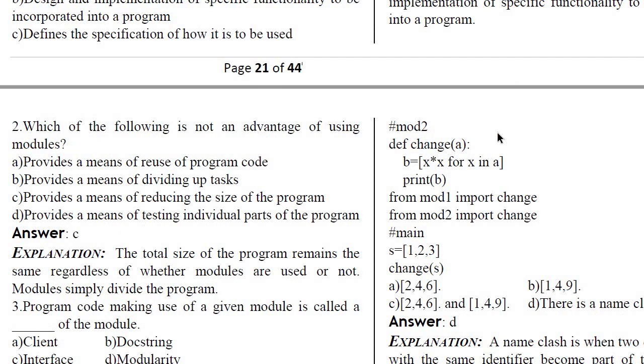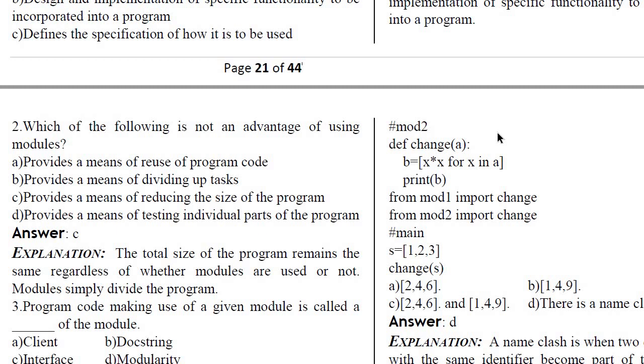Then in mod 2, the second module, we define change, where x is raised to the power x, and in mod 1 we find x raised to the power 2. So it's saying from mod 1 import the change function. If we see the first one, in mod 1 it's x raised to the power 2, and in mod 2 it's x raised to the power x. Then the main part, with calls 1, 2, 3.